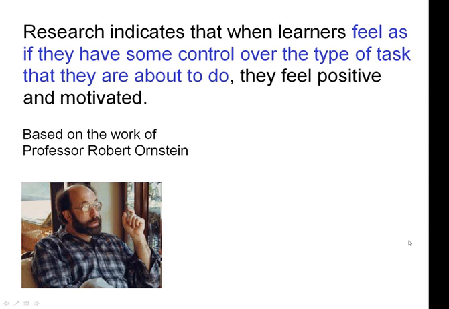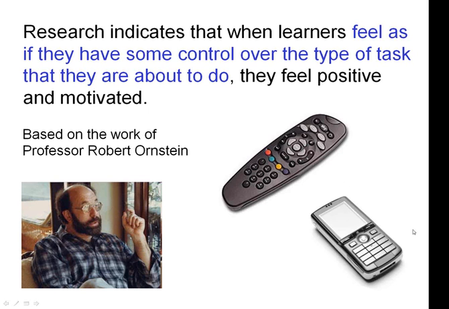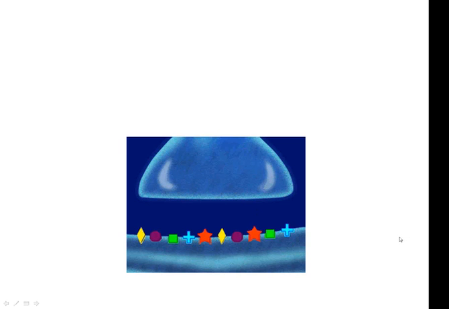Anyway, Professor Ornstein contributed some insights about motivation, and he said this, I'm quoting from it: research indicates that when learners feel as if they have some control over the type of task they're about to do, they feel positive and motivated. They've got control over so many aspects of their lives these days. Where they have least control is in school. They can be trusted to make good decisions.